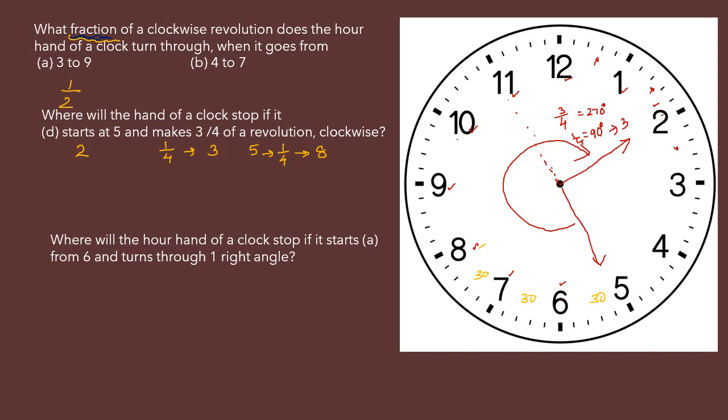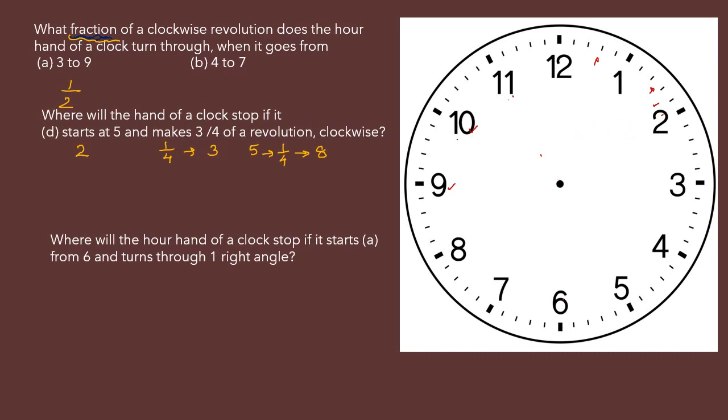Now see the next type of question. Where will the hour hand of a clock stop if it starts from 6 and turns through one right angle? It is starting from 6 and it is turning through one right angle. It is the clock hand, so it is clockwise. So we are here starting from 6 and we are moving one right angle. Where do you think we are going to reach?